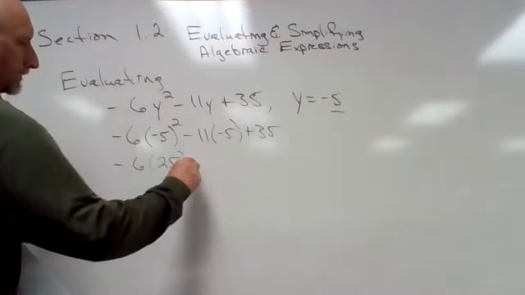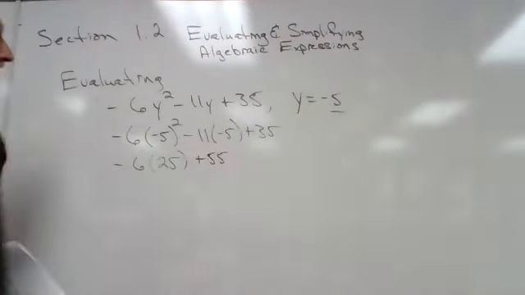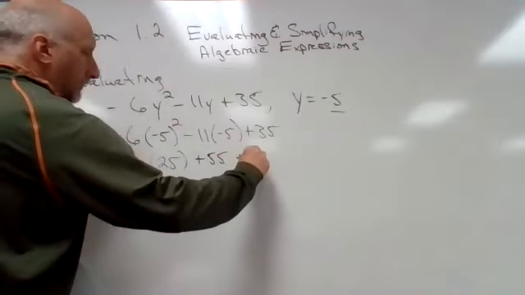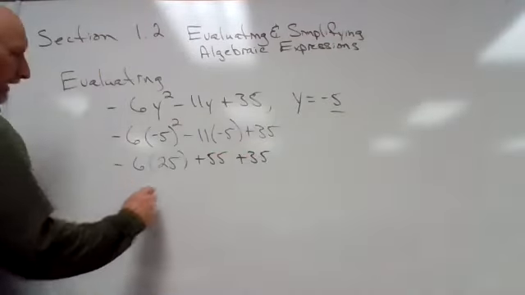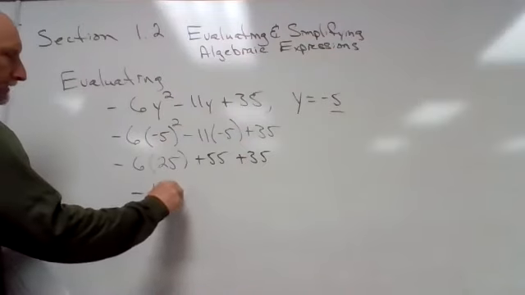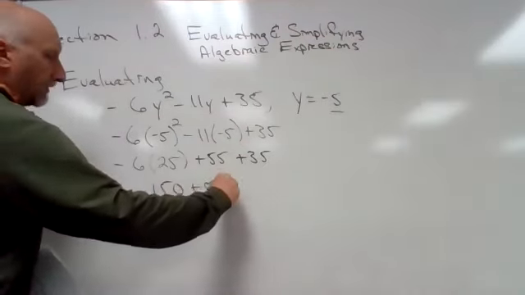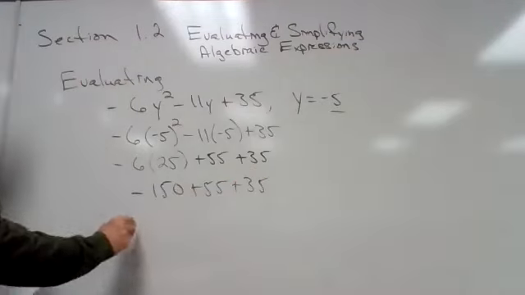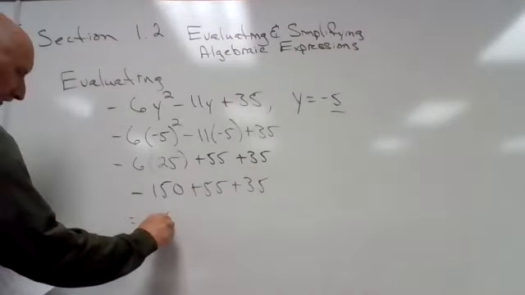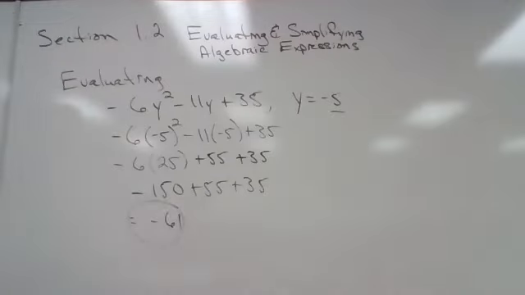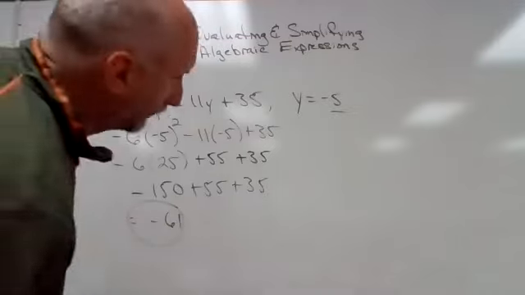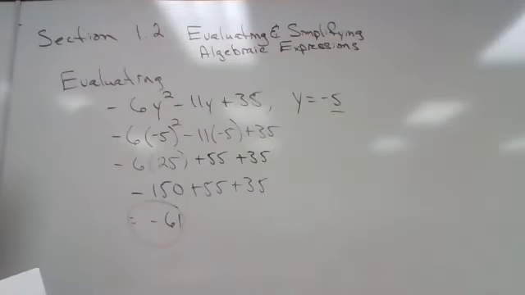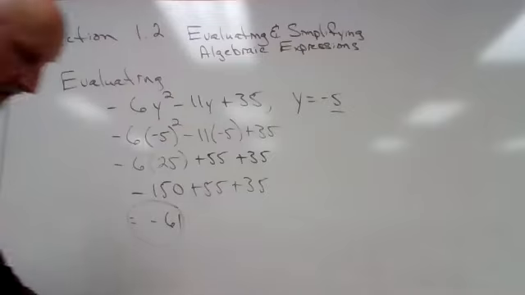I can go ahead and multiply those things out and get a +55 there, plus the 35. I can go ahead and multiply this out and get a -150, plus the 55, plus the 35. And then you can crank all those together and you get a final answer of -61. So that's an example of an evaluating problem. Again, most of us know how to handle this. This is pretty simple stuff. We've done this before, okay? All right, not going to go too crazy here.